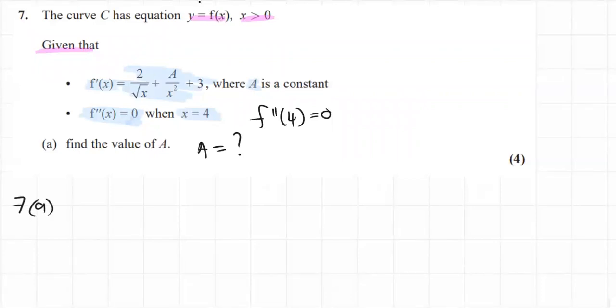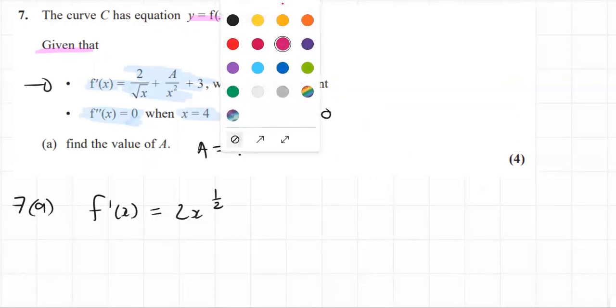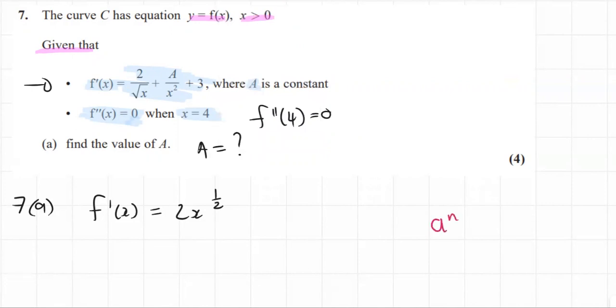Well, first thing I always do is take this equation and get rid of these surds, and I put everything on the top. So all the denominators I put into the numerator. With my first step, f dash of x is 2 square root x, which is x to the power of a half, so it's 2x to the power of a half. And that's because of the law of exponents, that a to the power of m rooted n is equal to a to the power of m over n.